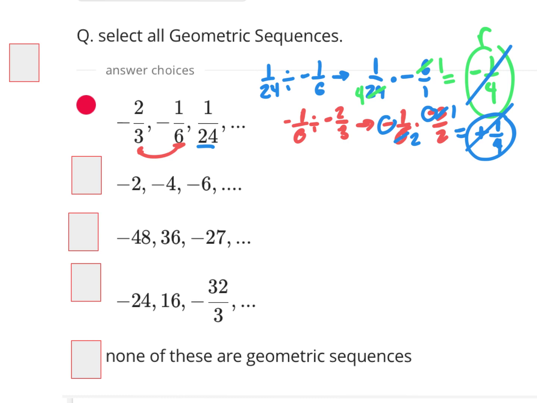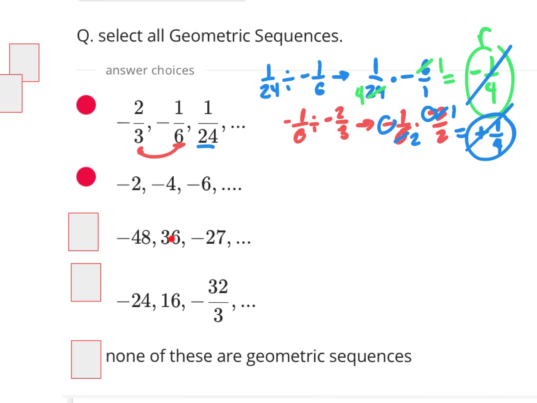There has to be a common ratio between all of your terms in order for it to be geometric. If you did negative 4 divided by negative 2, that's positive 2, but negative 6 divided by negative 4, that's not positive 2, so that's definitely not geometric either. That's technically arithmetic, right? There's a common difference, but no common ratio.